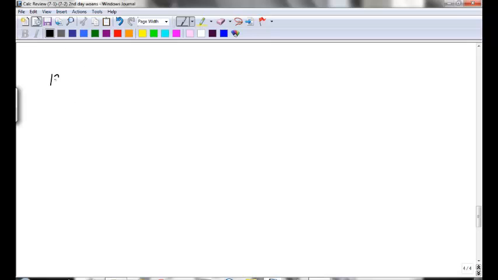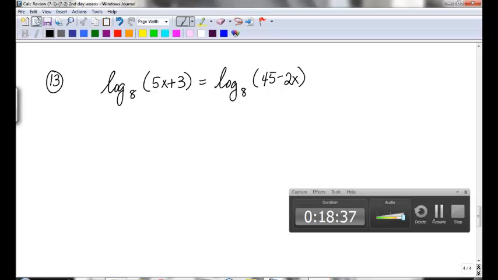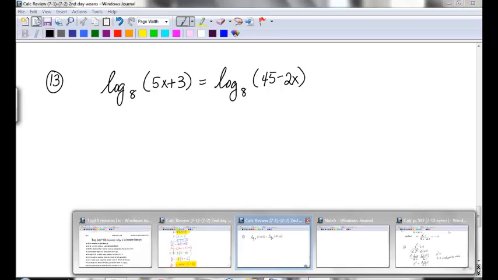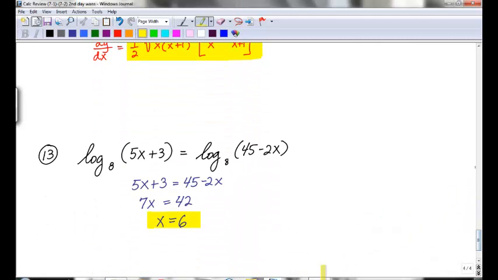Got one more. Last problem. The log of 5x plus 3 base 8 equals the log of 45 minus 2x base 8. Solve for x. Okay, check answers.